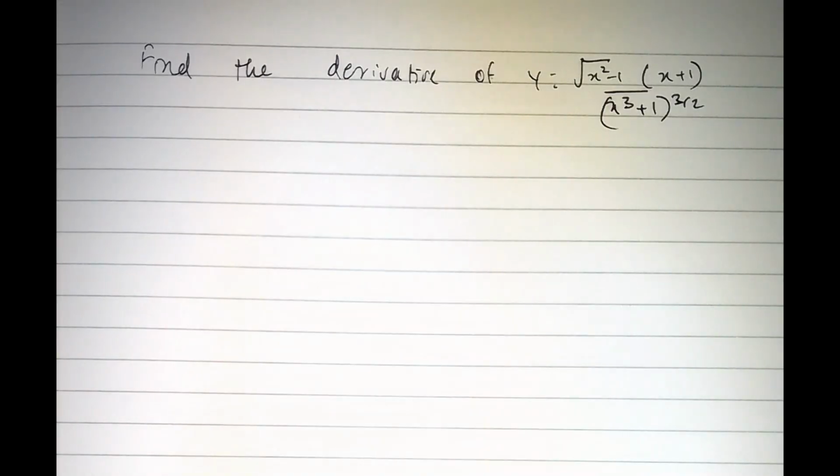Okay, so we have to find the derivative of square root of x square minus 1 multiplied by x plus 1, divided by x cube plus 1 to the power 3 by 2. Now this is actually a bit complicated question because it requires a lot of simplification before applying the derivative. So let's continue with the simplification of this question.